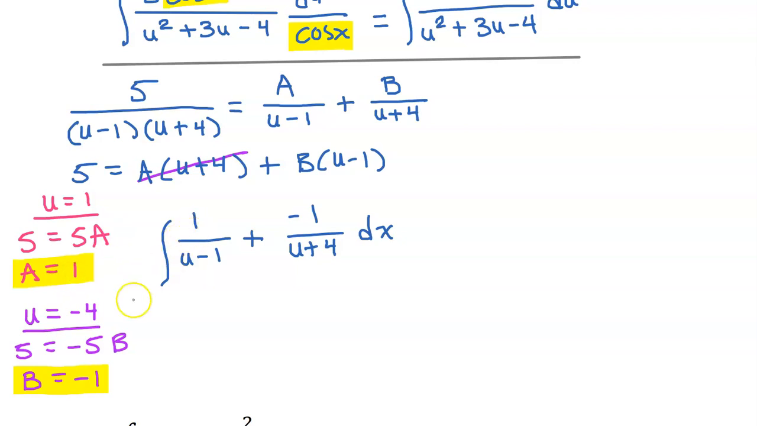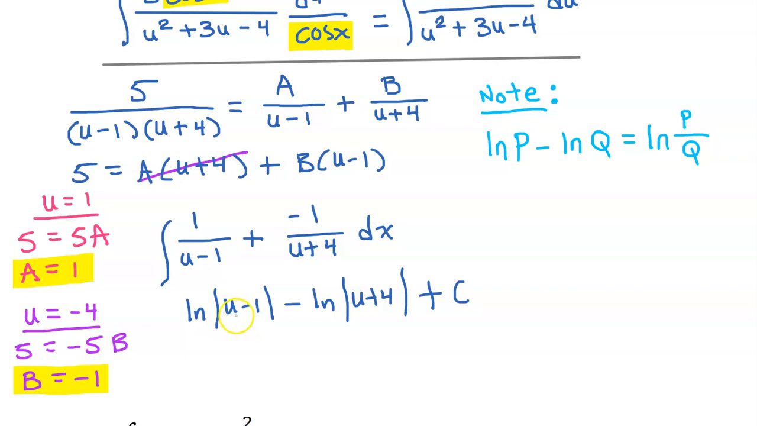Putting 1 in for a and negative 1 in for b, we can rewrite the integral with a partial fraction decomposition. Integrating term by term, we have the natural log of the absolute value of u minus 1 minus the natural log of the absolute value of u plus 4 plus c.